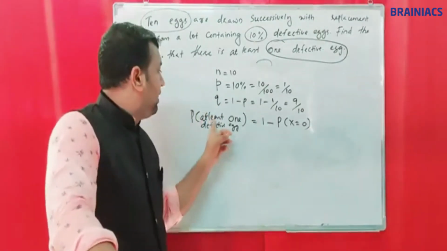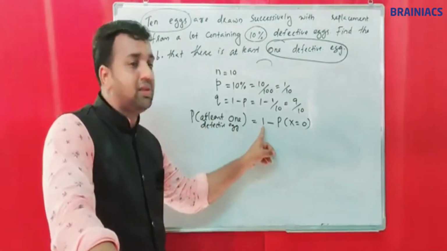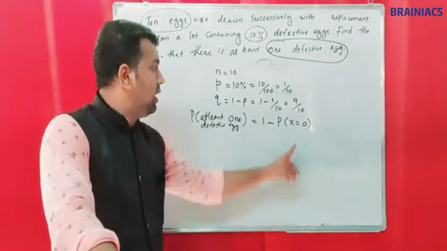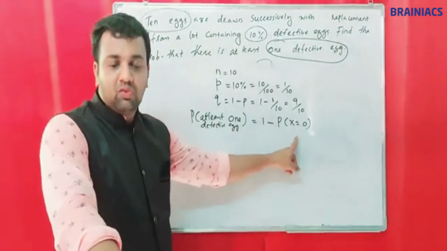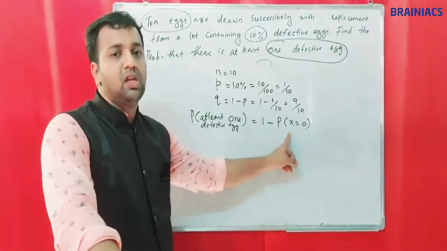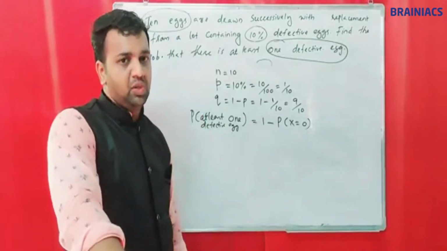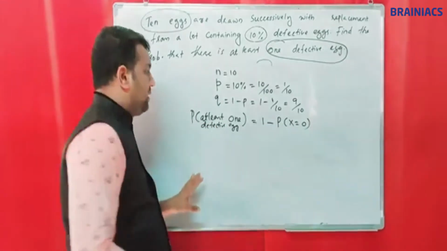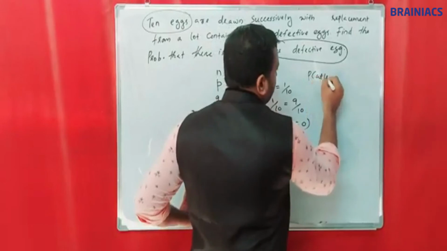So P of at least one defective, we can find this probability. We can use this equation. Always remember 1 minus P of x is equal to 0, because 0 is not involved. So we can subtract this value P of x is equal to 0 from the greatest value 1. 1 minus P of x is equal to 0. In a similar way, we can say that P of at least 2.